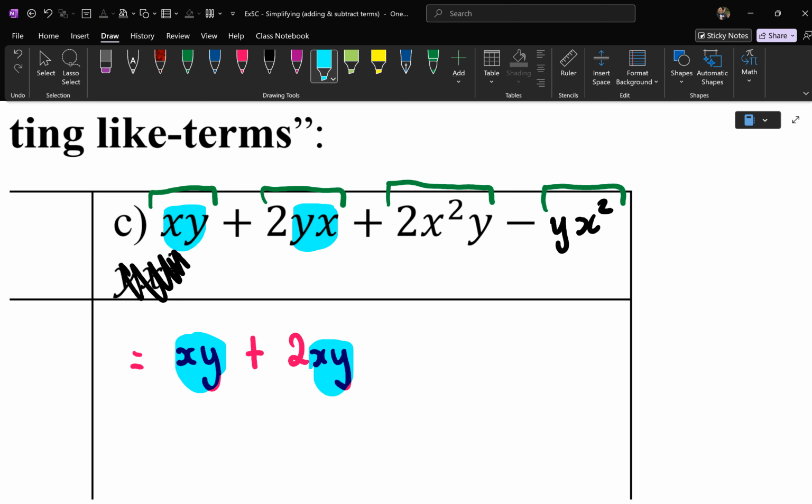Remember, when you don't see a number, it's actually 1. So you've got one of these xy's. So 1 xy plus another 2 of those xy's. Whereas the next one, this is different. This is x squared y. And yes, even though it says yx squared, notice one has 1x squared and they also have 1y. So technically, these 2 are the same groups as well. So here we can then write 2x squared y minus x squared y. So these 2 are the same groups, x squared y and x squared y, because the orders you can swap.